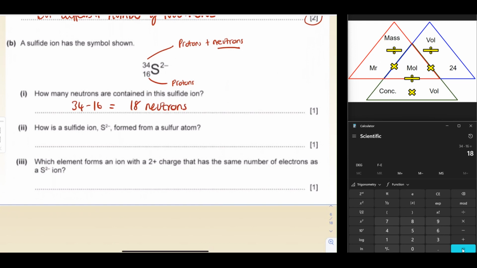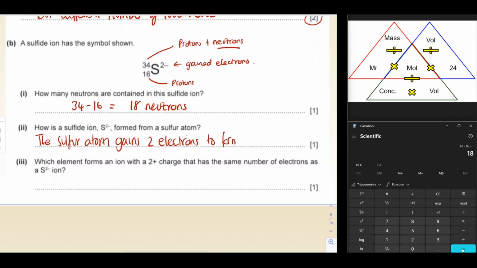How is a sulfide ion, S2 minus, formed from a sulfur atom? Well, if you're a minus, you must have gained electrons because electrons are negatively charged. So, how is a sulfide ion formed? The sulfur atom gains 2 electrons to form a sulfide ion.